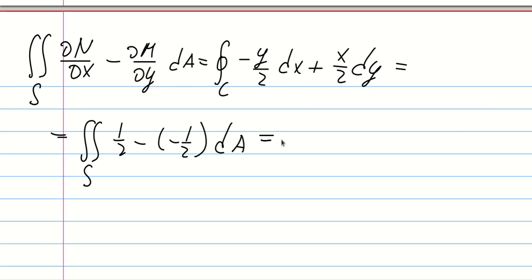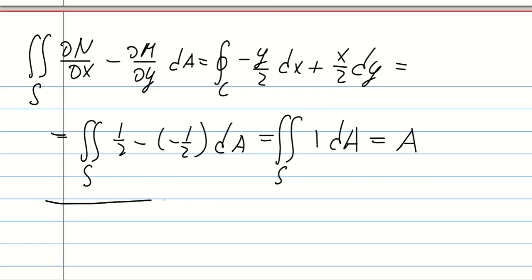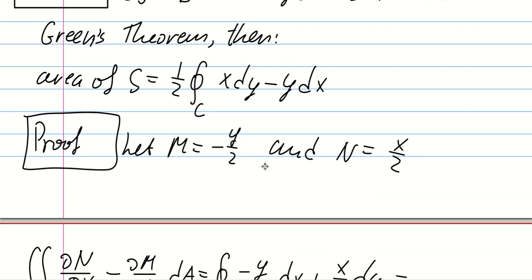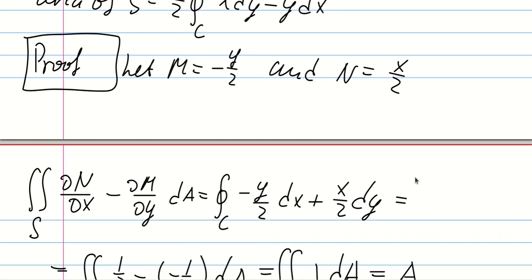and 1/2 plus 1/2 is 1. So if you take an integral of 1 times dA, you're going to get A. And that's the idea for this integral in this theorem. So if you want to find the area of a region, you can use Green's theorem, in other words.